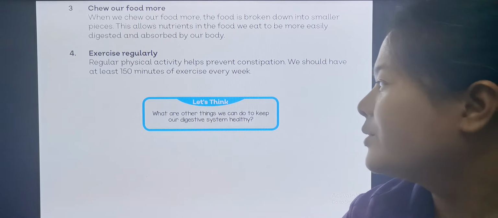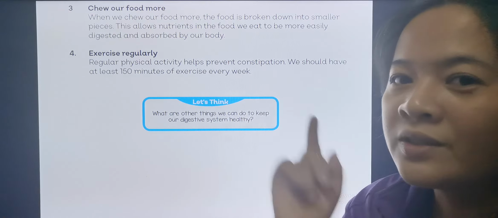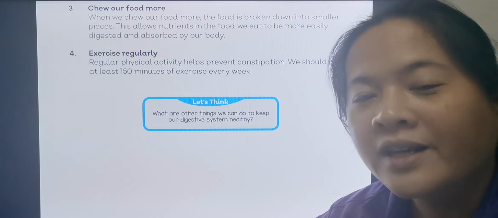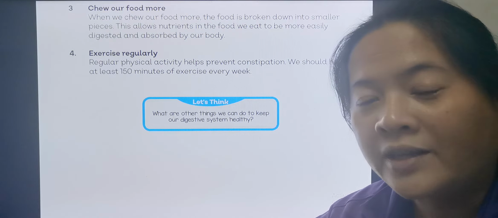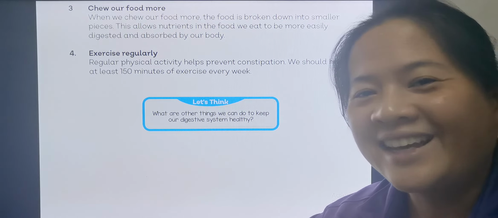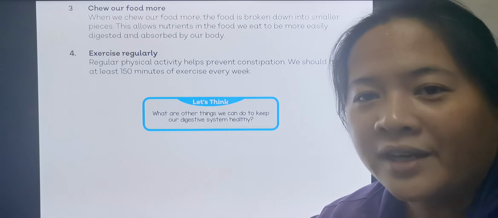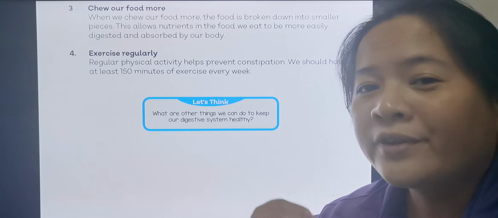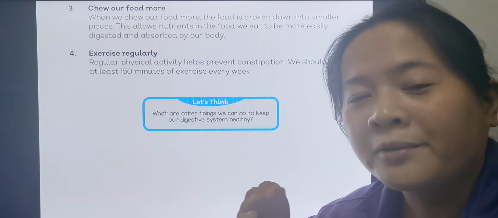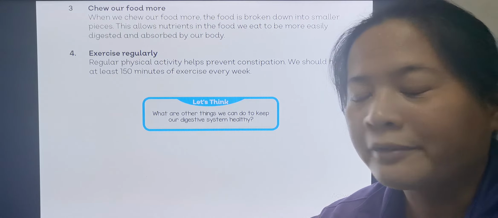Okay, and what are the other things we can do to keep our digestive system healthy? It says here we should eat fiber to prevent constipation. It means that if we eat fruits and vegetables that have a lot of fiber, it can also help us prevent constipation. Therefore, if you eat fruits and vegetables, it will also help your digestive system. Another thing that is not here is that you eat at regular hours. If you eat at regular hours, then it will prevent diseases in the stomach, like ulcer. If you're familiar with ulcer, if you eat at regular hours, then you will not have this disease or problem in your stomach. Okay, eat at regular hours.